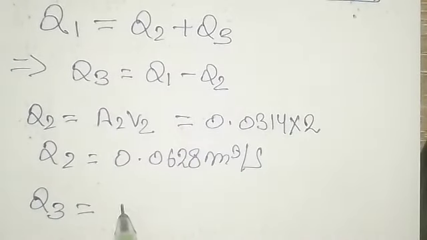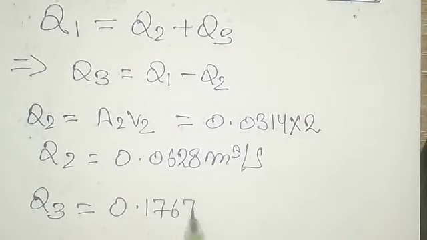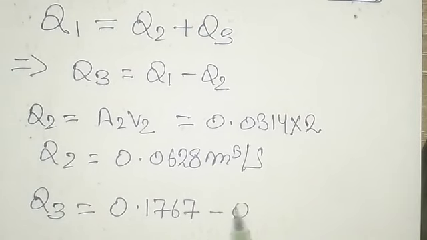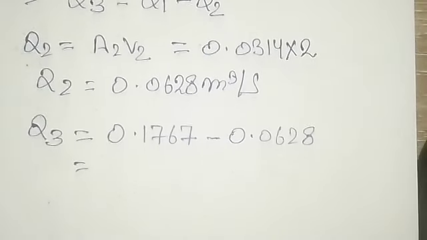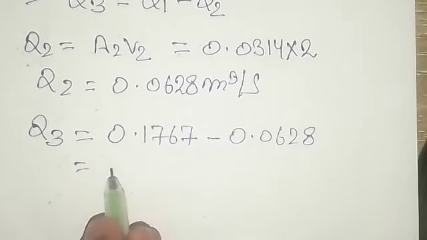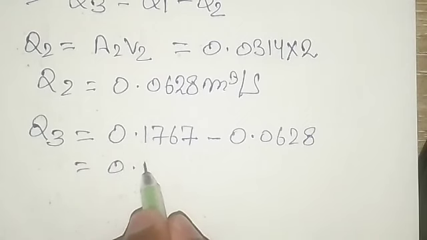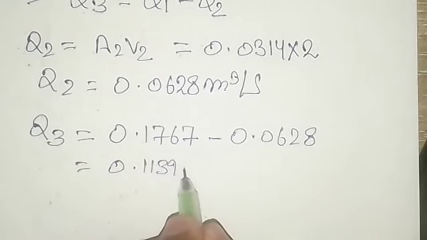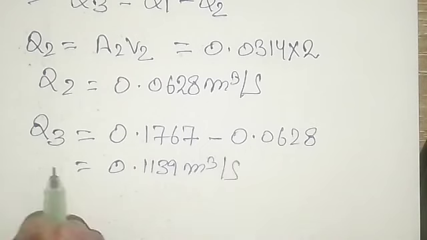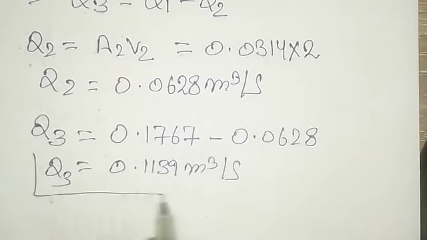q3 is equal to q1 minus q2. So q1 is 0.1767 minus 0.0628. That is the exact value we'll get, which is 0.1139 meter cube per second. So this is the q3 you got.